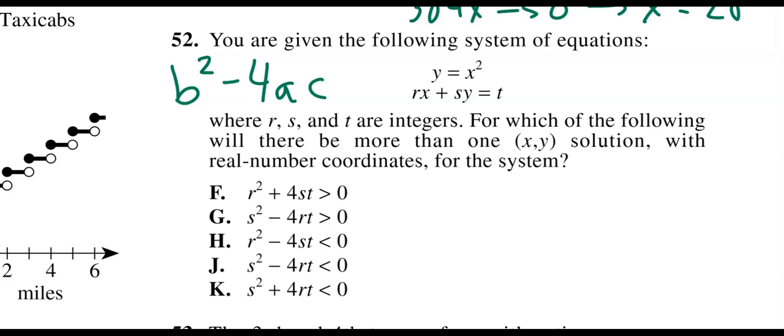Now, in order for there to be more than one solution with real number coordinates, we know that a discriminant has to be positive. Has to be positive because that's the part under the radical. It can't be equal to 0, because that creates a one-solution situation, and if it's negative, that's creating the imaginary, but they clearly said right here, it has to have real number coordinates. Okay?